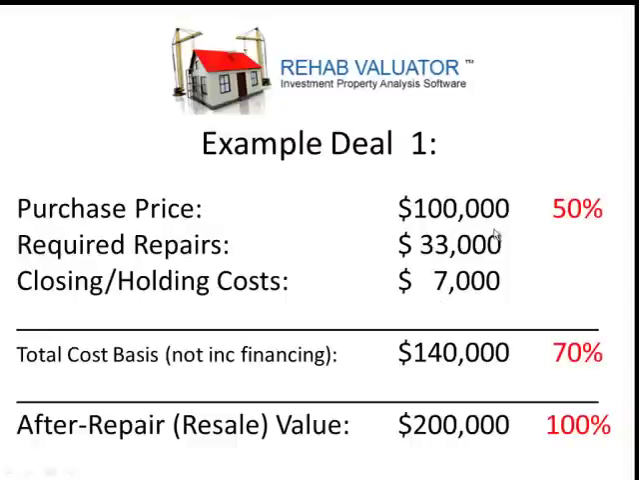You're buying the property at 50% of the after repair value, right? The after repair value is what the property will appraise at and what it will be marketed and sold at once the renovations are complete. Once you're done with your renovations and you account for all of your soft costs, your total cost basis is 70% of that after repair value. And so that leaves you 30% for a profit margin.